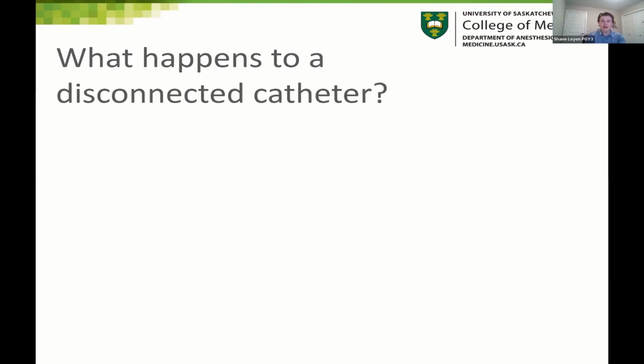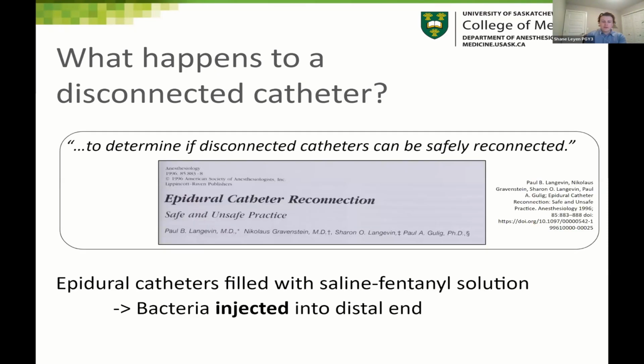We'll dive into what happens to a disconnected catheter next. So this is one study, and their whole goal was to determine if disconnected catheters could be safely reconnected. And I think this was from '96, so a little while ago. In this study, they took epidural catheters, filled them with a saline fentanyl solution, then injected bacteria into the distal end.